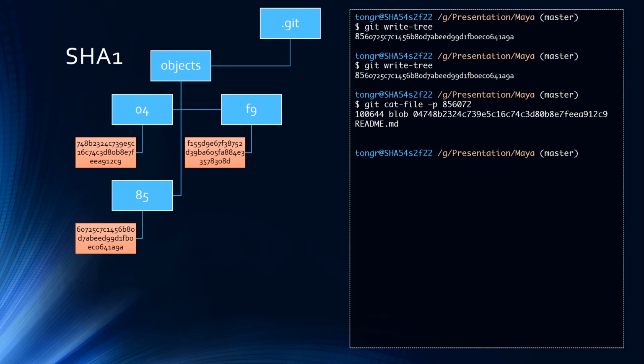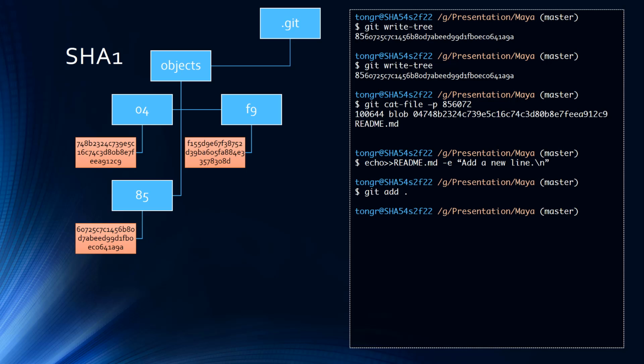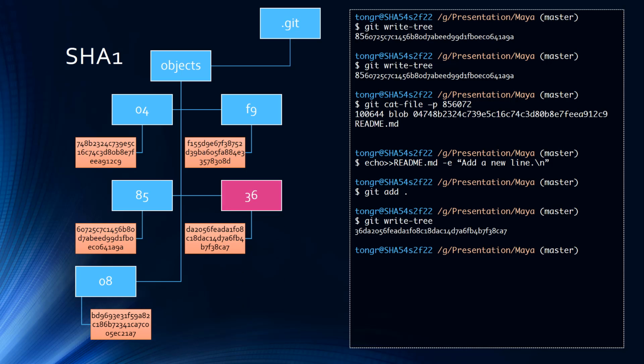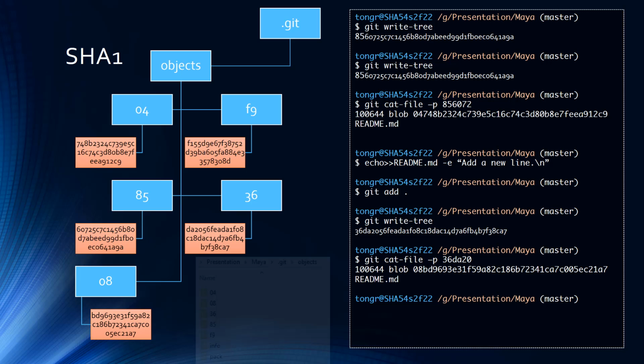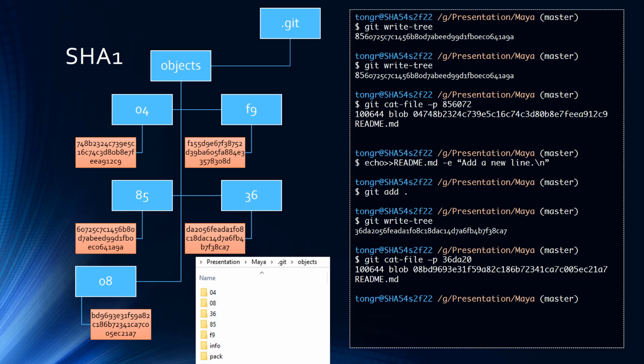Now, modify our README file and add the file to the repository. Try writing a tree. This time, we found that the tree is different from the last one. Continue to check the tree 36DA20 and then check the blob 08BD96 referred to in the tree. We found that the content is the same as the latest readme.md in our working directory.